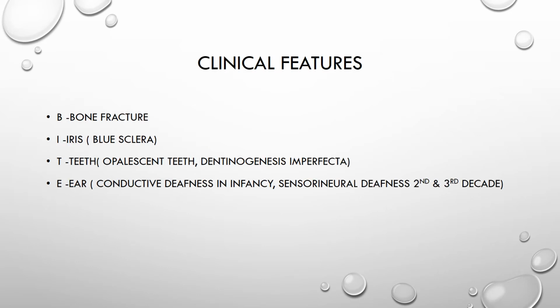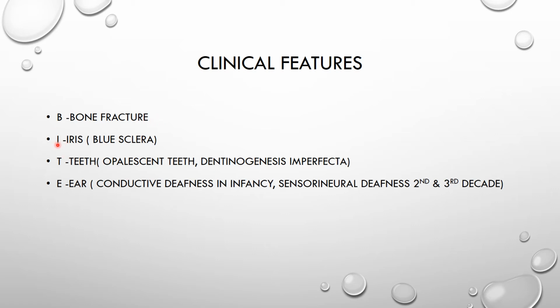Then the clinical features of osteogenesis imperfecta: there are basically 4 cardinal things that we look at. We can use BITE as a mnemonic, with B standing for bone fractures. So these patients tend to have bone fractures. They are called glass children, with bones of glass, and they can just fracture. Some can actually have fractures in utero, fractures at birth, and fractures from just minor collisions.